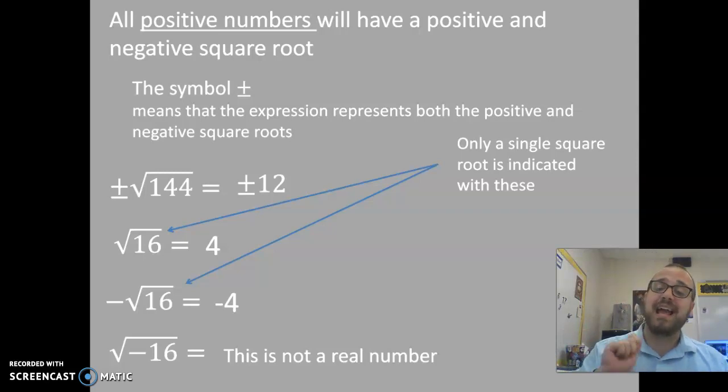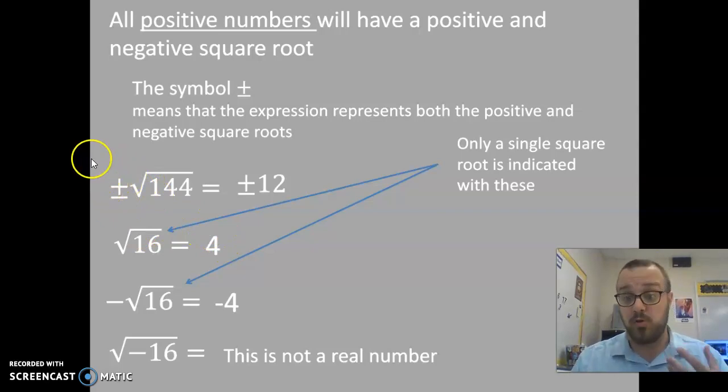So anytime you see a negative underneath your square root, you can say I'm not going to get a real number. If you see it out front, we're looking for that secondary root. If you don't see it, primary root. The plus or minus: I want both roots, the positive and the negative, the primary and the secondary, okay?